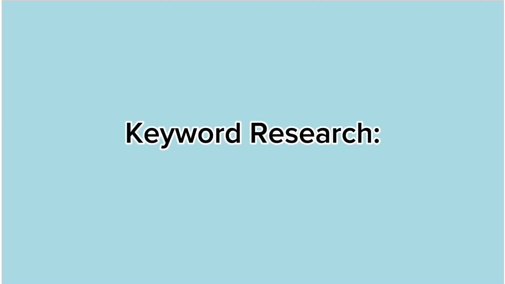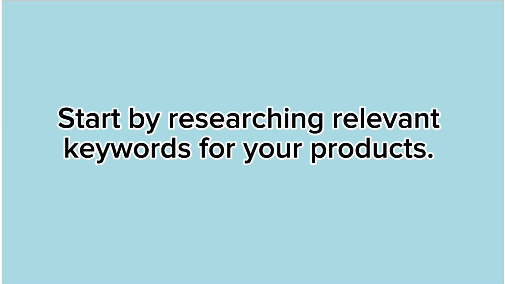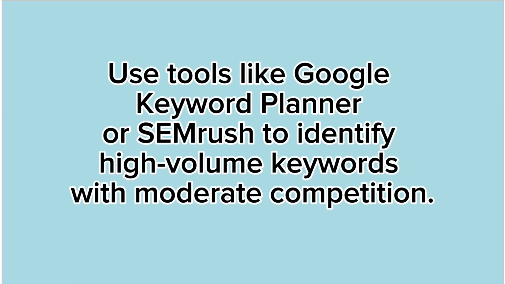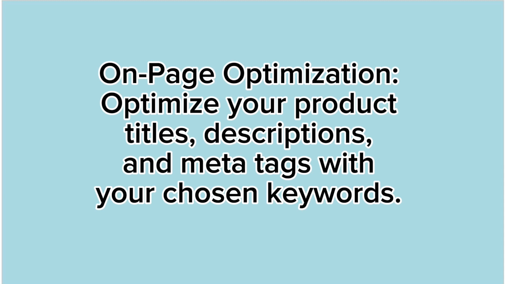Keyword research. Start by researching relevant keywords for your products. Use tools like Google Keyword Planner or SEMrush to identify high-volume keywords with moderate competition. On-page optimization. Optimize your product titles, descriptions, and meta tags with your chosen keywords.